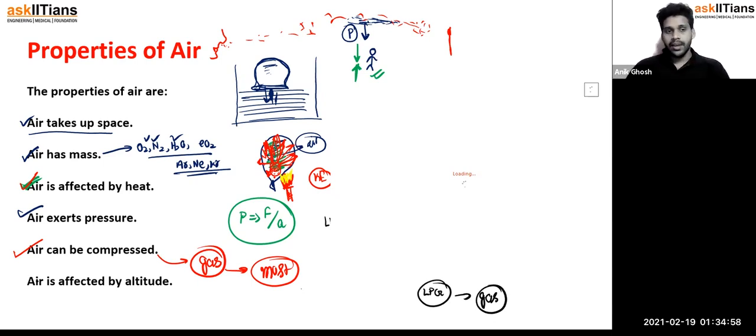And air is affected by the altitude. I think what the effect of different altitude on the air is, we have already learned it, isn't it? So these are the main properties of air. Those are there, right?